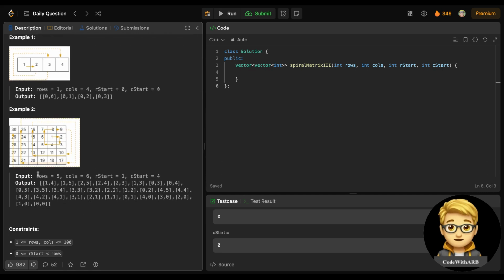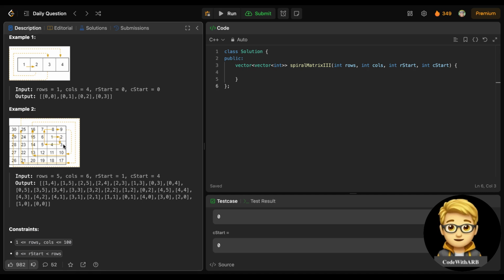But if we see this example, we have started from 1, 4, right? So 1 is at the second row, because we have started from 0. So 1 is at this position, and 4 is at this one, if you see the cursor. So this is where it started. When you move, see this 1, 2, 1, 4, then 1, 5.